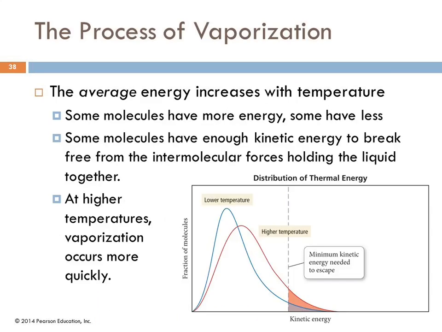Let's go back to this graph. So what happens when you go to weaker intermolecular forces is that you've moved the line over here. You've moved the amount of kinetic energy needed to escape from here to here. And now there are a lot more that have enough energy to escape. And so the liquid will evaporate much more quickly.